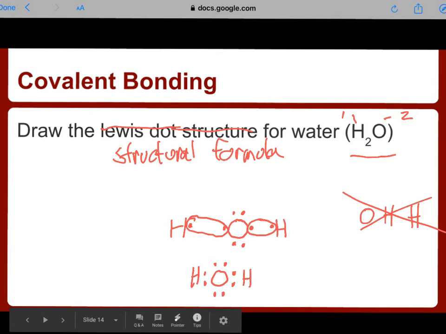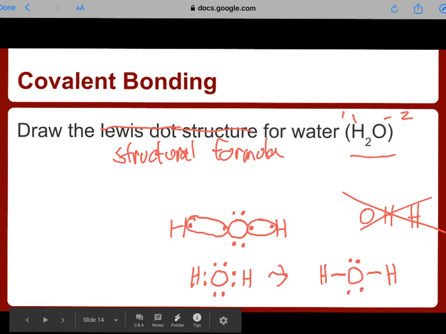All right, so let's check my structure. Oxygen wants 8 electrons, and it's got 1, 2, 3, 4, 5, 6, 7, 8. Good. Hydrogen, remember, is an exception. It only wants 2 electrons, and each of those hydrogens has 2. Remember, these shared electrons count for both. Good. So now all I have to do is replace those shared pairs with a line to show that those are a bond.